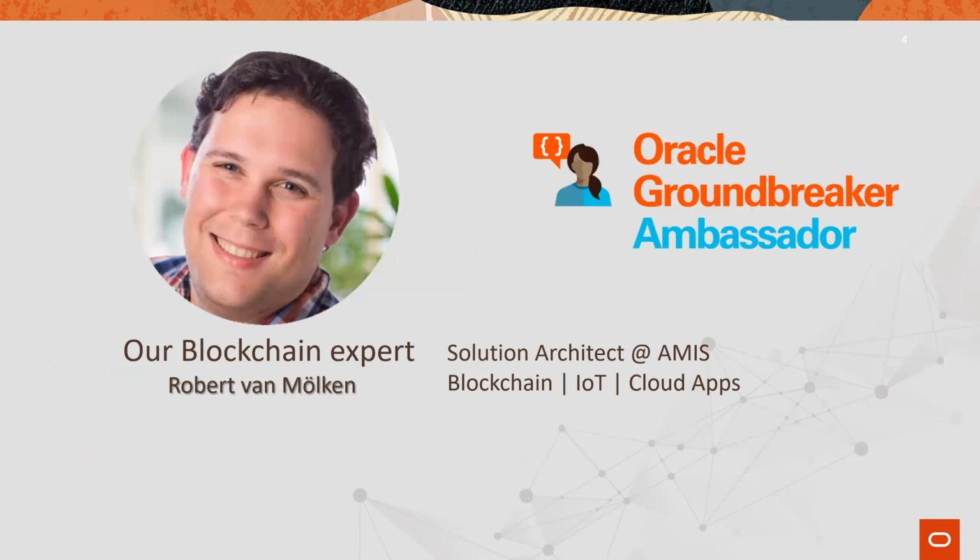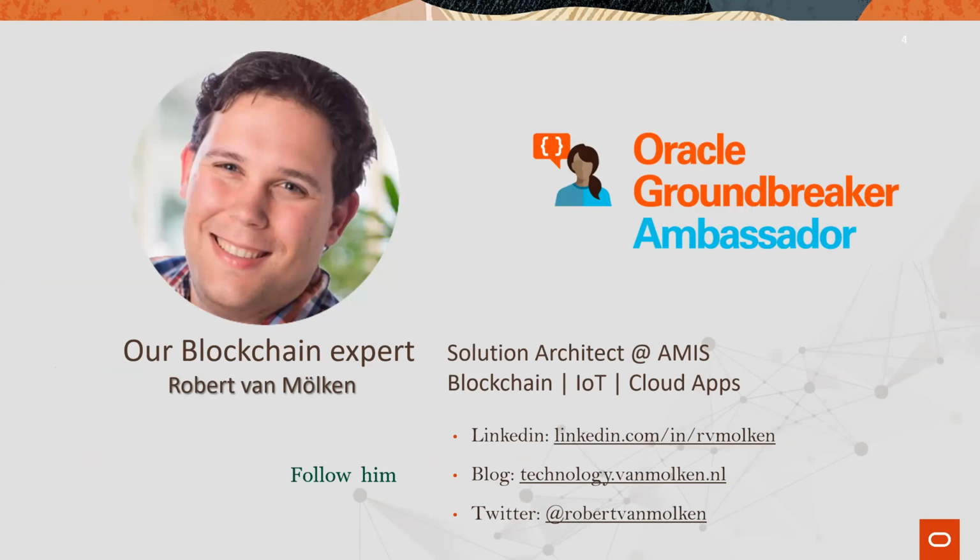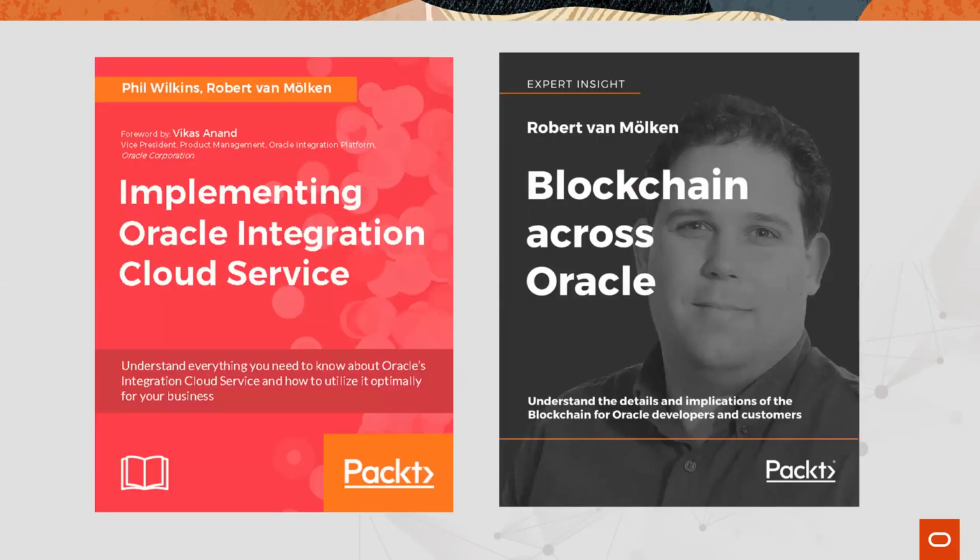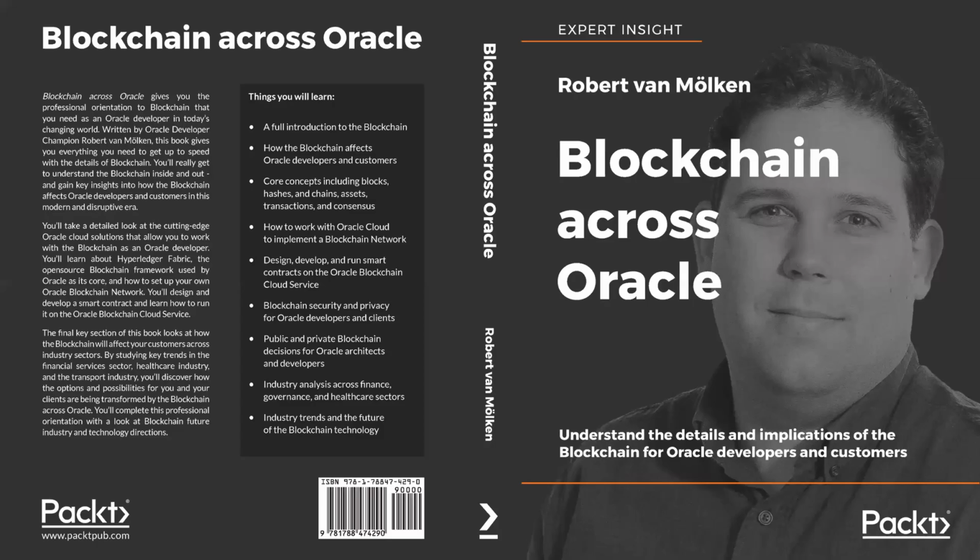With us today, our blockchain expert, Robert van Mölken, Groundbreaker Ambassador, expert in blockchain, IoT, and cloud apps with AMIS, an Oracle Platinum Partner in the Netherlands. He's the author of 2 Oracle books. The first one, Implementing Oracle Integration Cloud Service, where you find all the information on how ICS can be used to effectively implement integrations that work both in the cloud and on premise. And the second book, The Blockchain Across Oracle, which gives you the professional orientation to blockchain that you need as an Oracle developer in today's changing world.